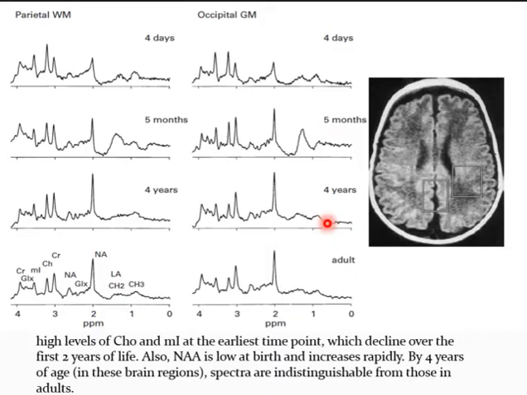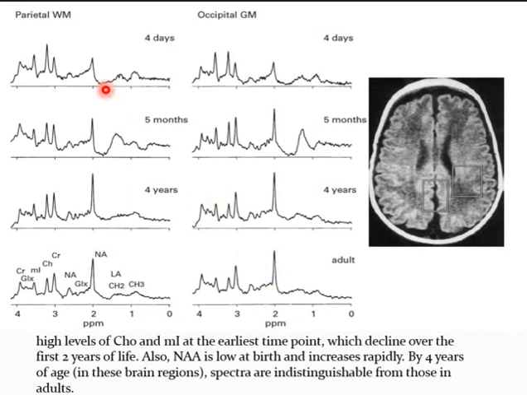Okay, what about here? What do we have here? There are high levels of choline and myoinositol at the earliest time point, which decline over the first 2 years. You can see these are 4 days, 5 months, 4 years, and into adulthood. You can see the NAA is low, and it starts to increase with age, okay? The NAA peak is low, there it's more, okay?